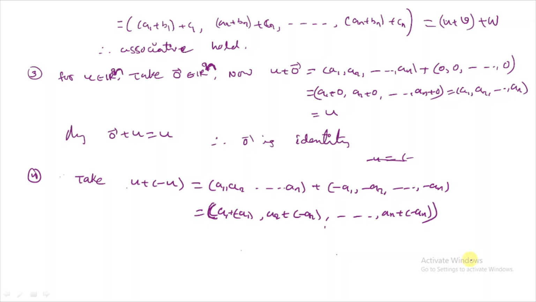See, a1 plus minus of a1 is 0, a2 plus minus of a2 is 0, and so on. It is the 0 vector. u plus minus of u is equal to the 0 vector. Therefore, minus u is the additive inverse. That was the fourth one. Next, the fifth property.